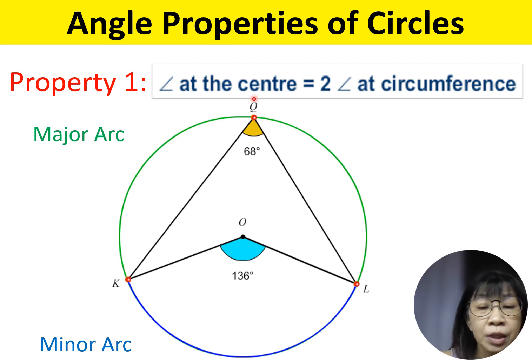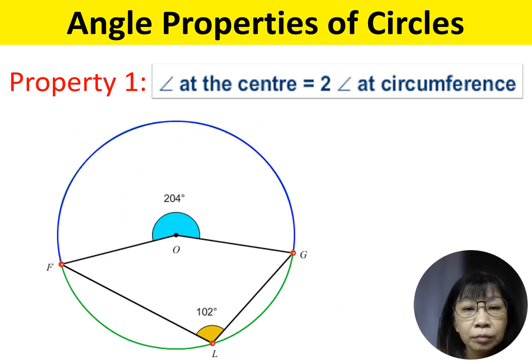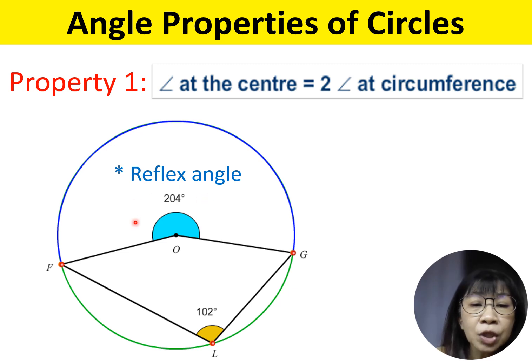For this first property, it is still easy to identify. Let's move on to the next type of question. Over here in this slide, you will notice the diagram looks slightly different. It is still under the same property, which is angle at the center equals 2 times angle at the circumference. But what you will notice is that in this diagram, to find the angle at the center, which is 2 times the angle at the circumference, it is no longer angle POG. What you must be able to identify is the reflex angle over here. This reflex angle is the one that is 2 times the angle at the circumference, which is 102 degrees.